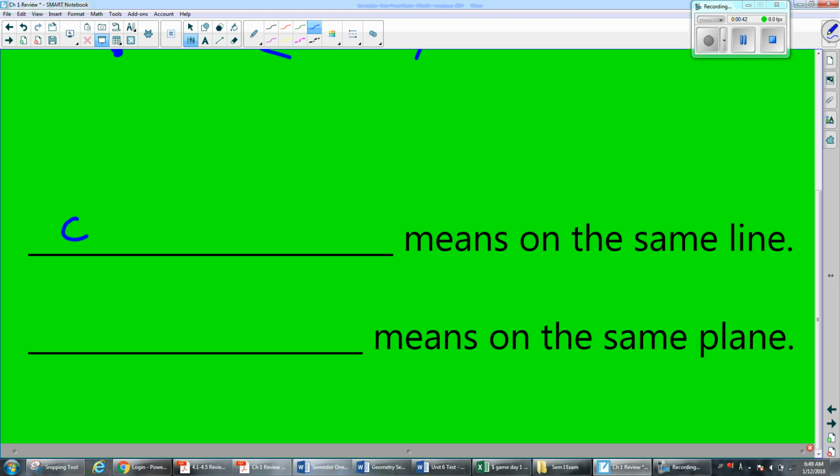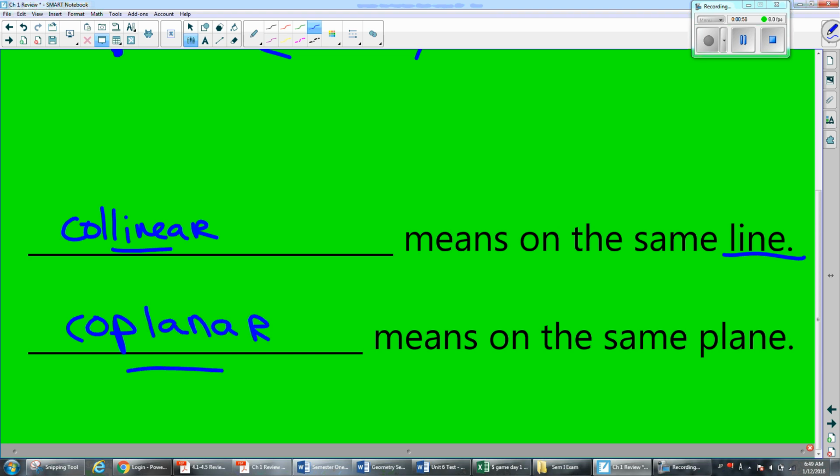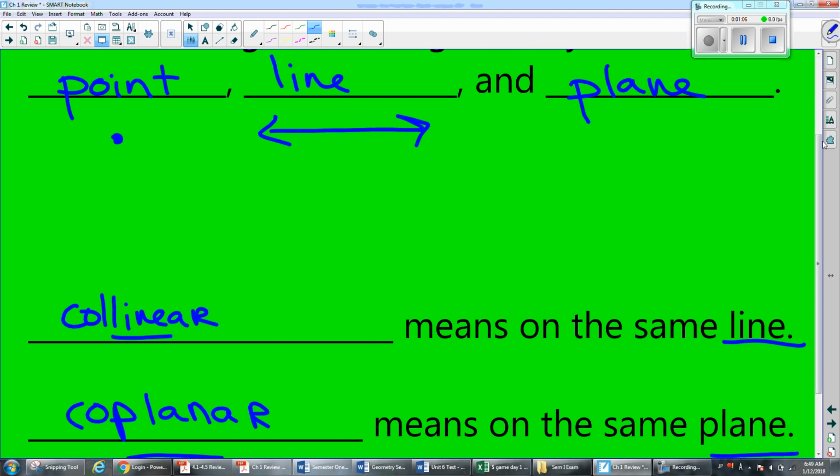So if things are called collinear, that means that they lie on the same line. Look for that word inside collinear. If it's coplanar, right, we can almost see the word plane on the inside there, means that they lie on the same plane. So when we get to a plane, remember, think of it kind of like a sheet of paper. It's flat, it's two-dimensional, it has a length here and a width, but there's no thickness to it. But everything takes place on a flat plane.